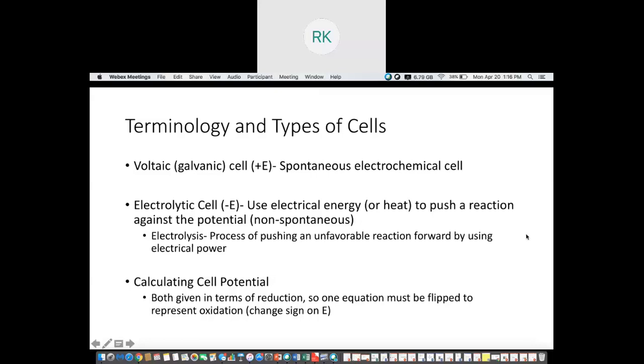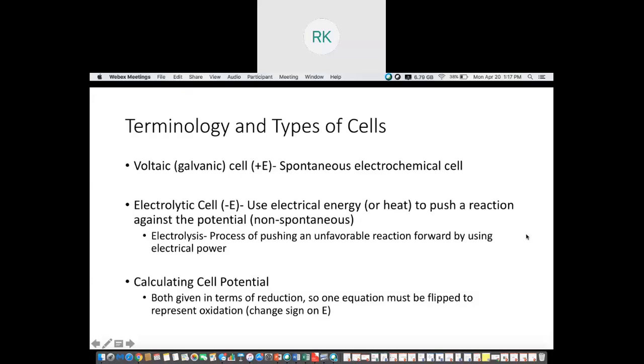An electrolytic cell has a negative E value, okay? So it's going to be non-spontaneous. And this uses electrical energy or heat, right? So external energy to push a reaction against its potential, right? It doesn't want to go in this direction, but it does because of an external source. And I think Dr. Katie touched upon it. This would be like a rechargeable battery, right? Batteries like to use up their energy or use their potential to, I don't know, have your remote control to your TV work, right?